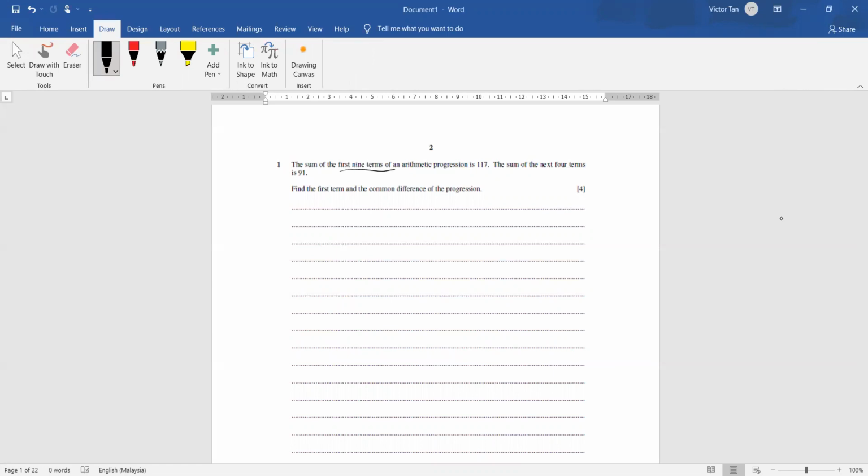So let's look at the sum of the first 9 terms. So this is S9. It's 117. And here, the next 4 terms is 91. So the next 4 terms is until the 13th term. So the sum of the 13th term minus the sum of the 9th term. Sum of the 13th term minus 117. Made a mistake here. This is 91.